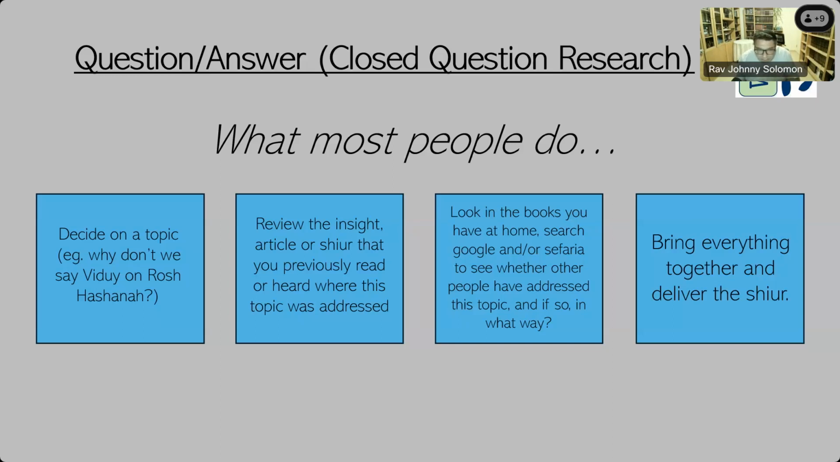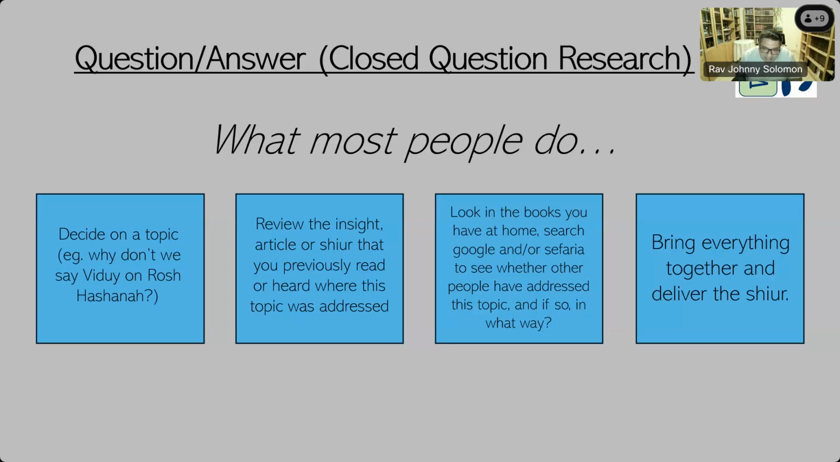So imagine I was going to give a shiur on the topic, and just by the by, I wrote an article about this topic quite some years ago. So this is based on an exercise I've done. So what would I do when preparing a shiur? The truth is, I probably already am interested in the topic because I read an article about the topic. That doesn't always occur, but it often occurs. I read something, and I basically want to re-deliver something that somebody else has delivered, but in my own way. So I'll review the insight or the article or the shiur that I previously read or heard where this topic was addressed.